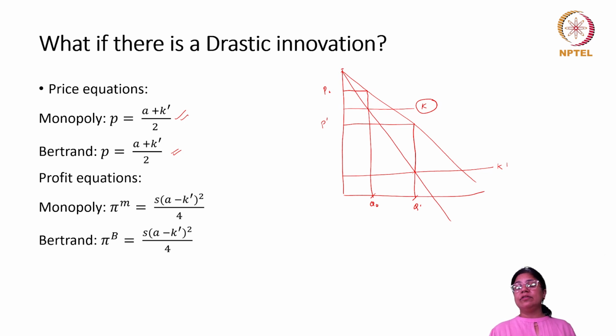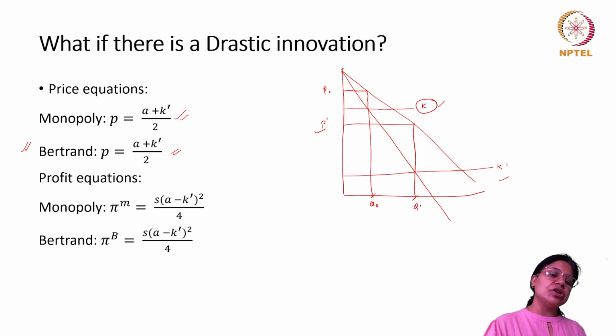So what does it change in the market? It changes the situation, particularly for the Bertrand competitor, who can now act like a monopolist. With these changed circumstances, where cost has now fallen from K to K prime, they can simply charge P prime and drive the other competitor out of the market, because that competitor, who doesn't have access to this technology, will not be able to produce and sell at P prime. Again, it will give the position of a monopolist to the Bertrand competitor with the drastic innovation.